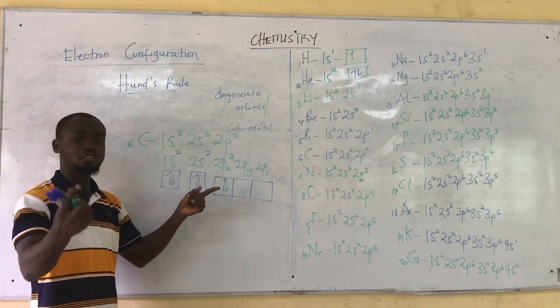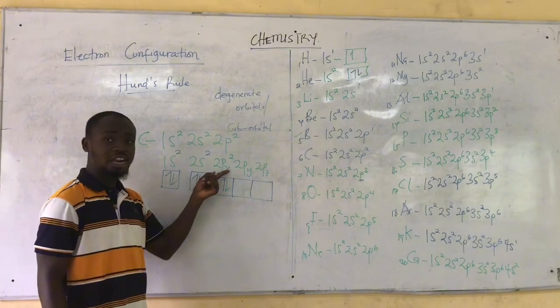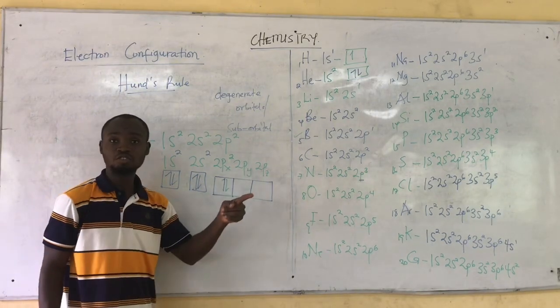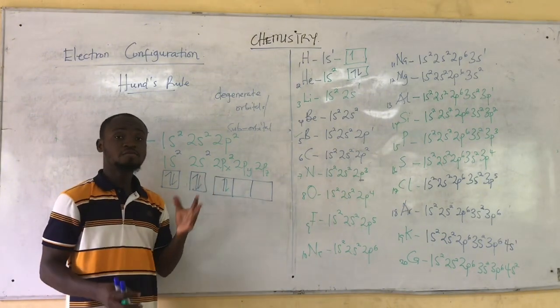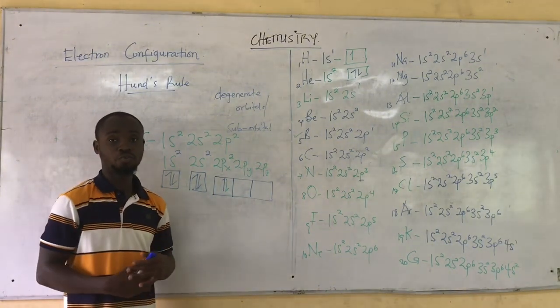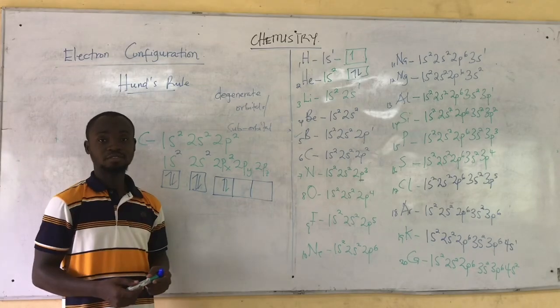Because according to Hund's rule, you need to give the 2px 1 electron and then the 2py another electron. But since all the electrons are located on the 2px orbital, it means we are violating Hund's rule of maximum multiplicity.